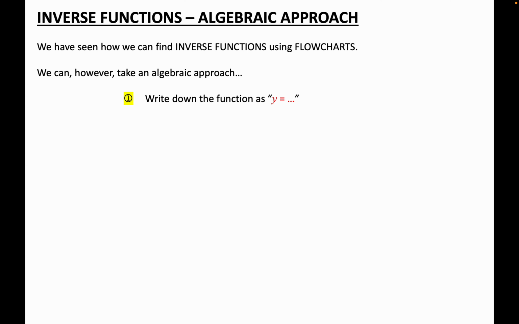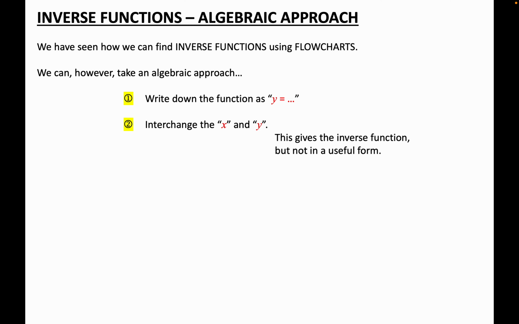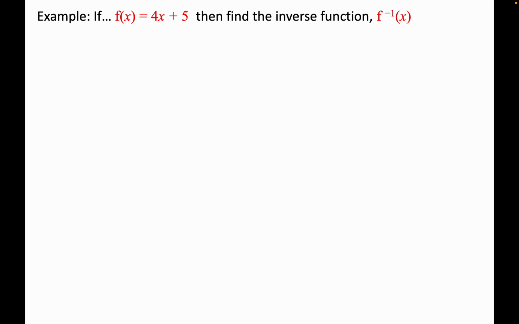So here's the approach. Step 1, write down the function as y equals something. Step 2, interchange the x and the y. This gives the inverse function, but not in a useful form. Step 3, rearrange it as y equals something. Now that's not going to mean anything at the moment, but hopefully that will be clearer with some concrete examples.